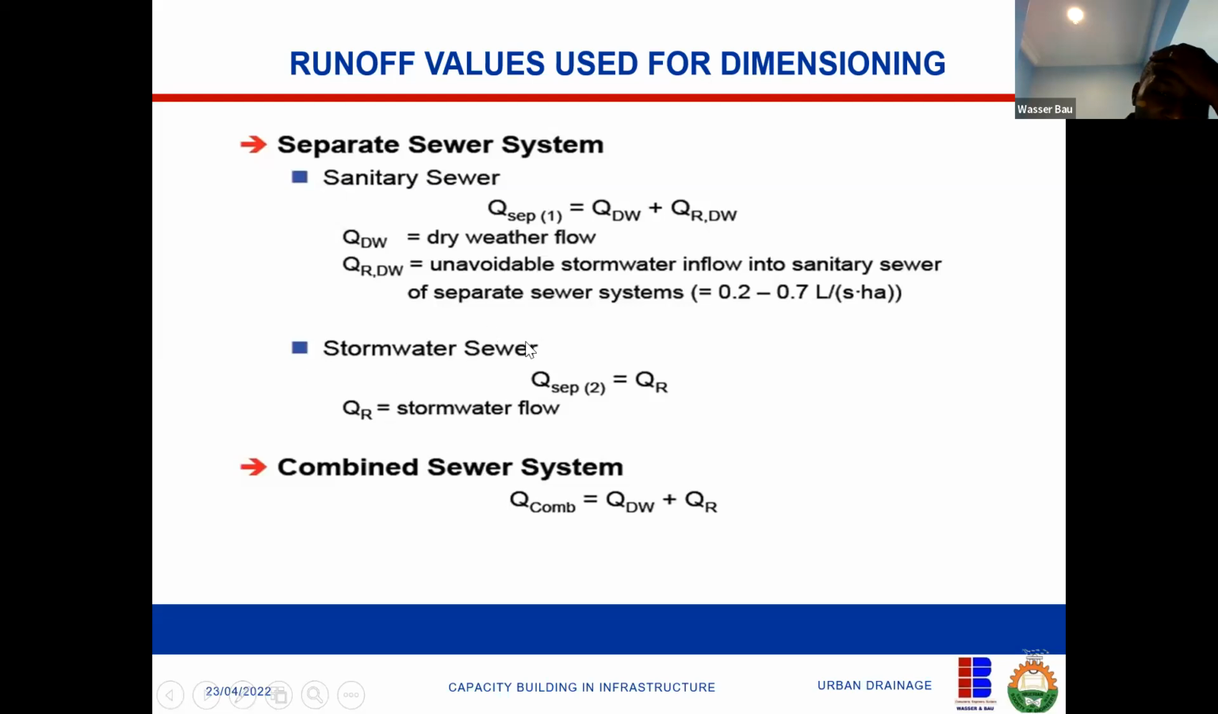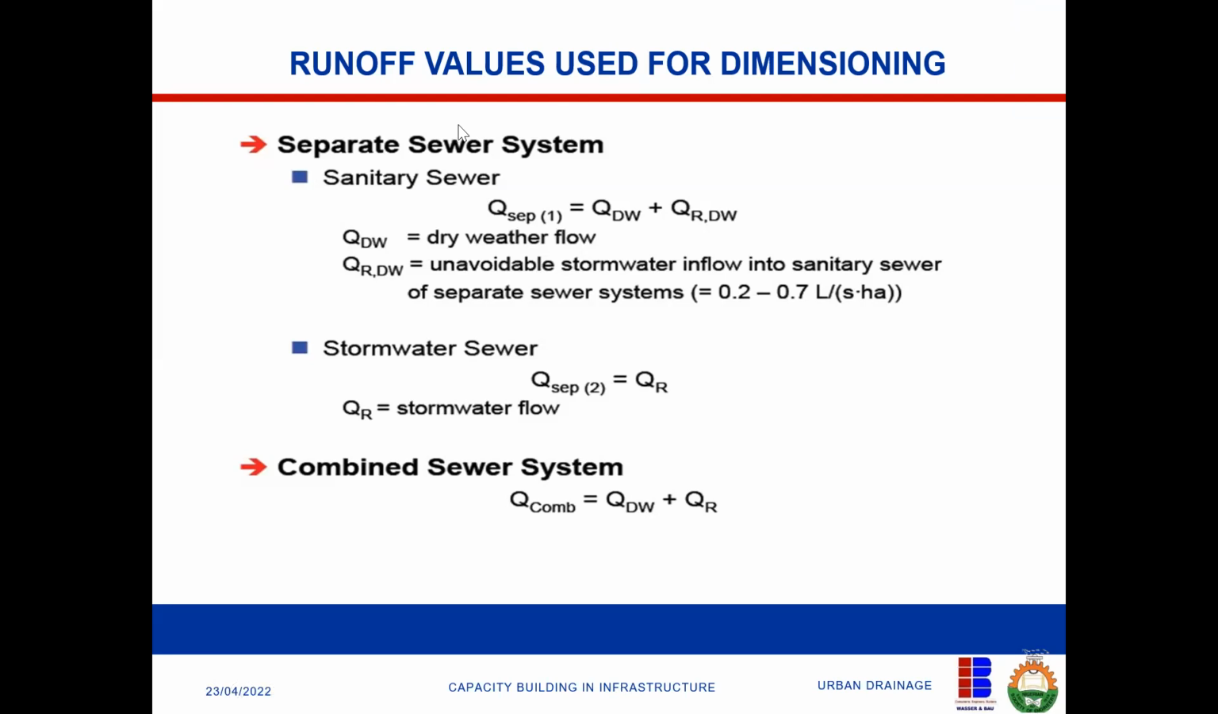While the stormwater sewer is just QR, and QR means CIA, we'll discuss QR. So this is just QR. But in this case, it is QDW plus small infiltration water. And the combined sewer will now be the dry weather flow plus the runoff flow. So dry weather here represents the separate system, while QR represents the other system.